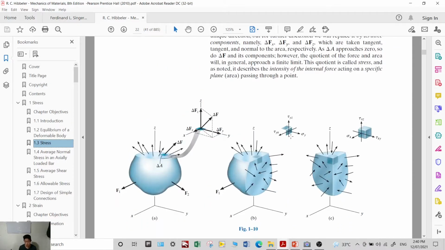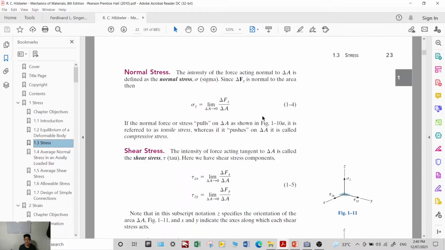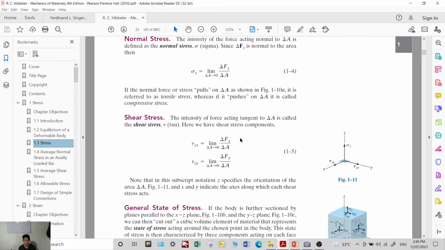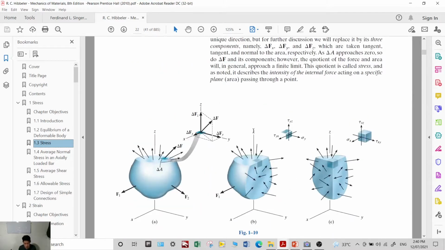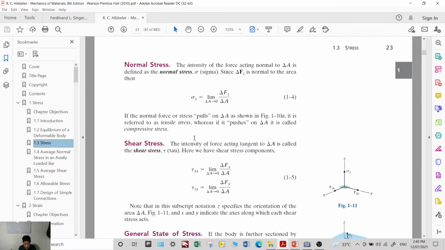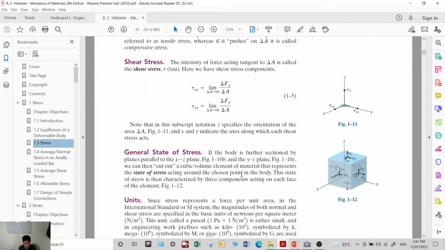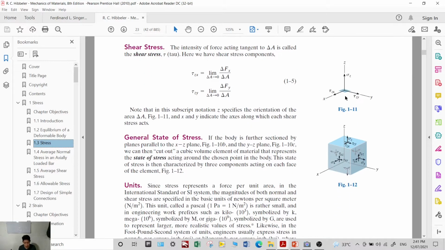If it is normal, it means perpendicular to the surface area. For example, this one, this area, this is the normal stress. And if it is parallel to the area, it is tau yx and tau yz. These are what you call the shear stresses.